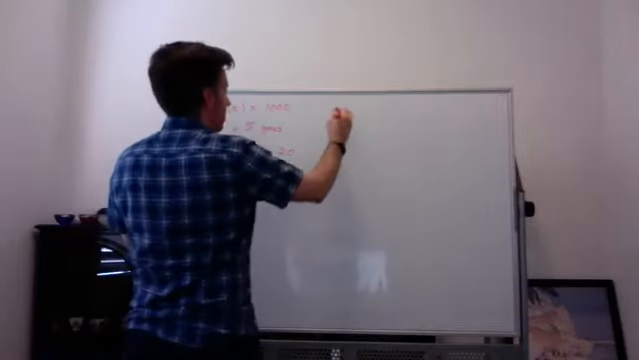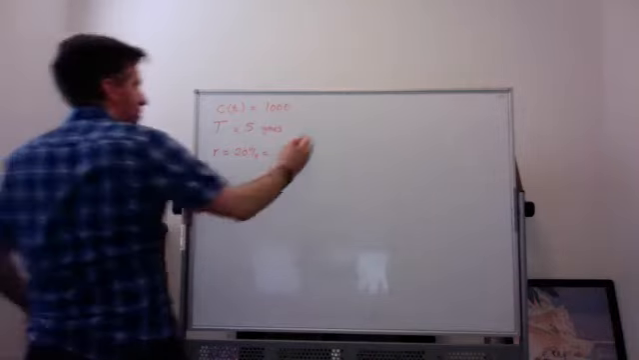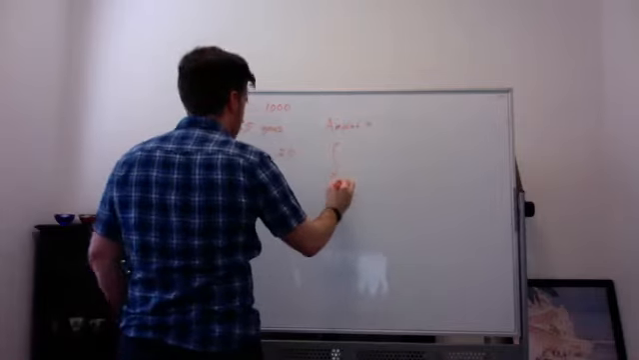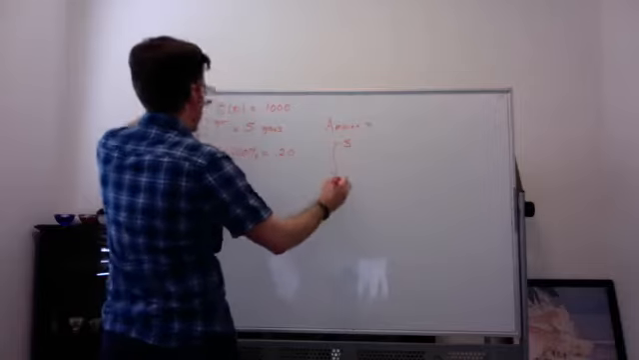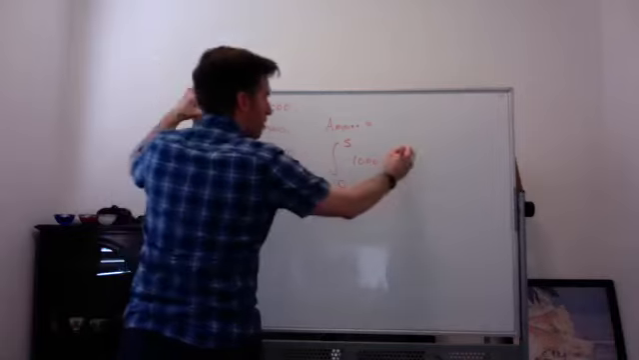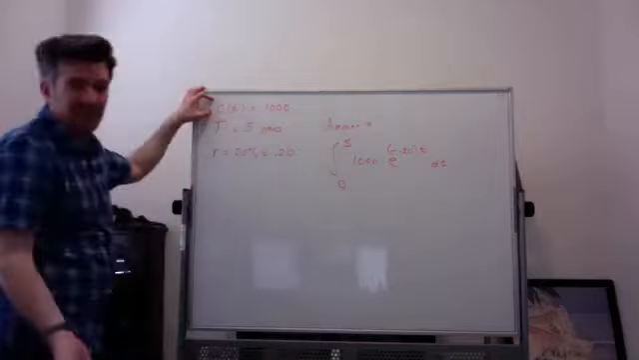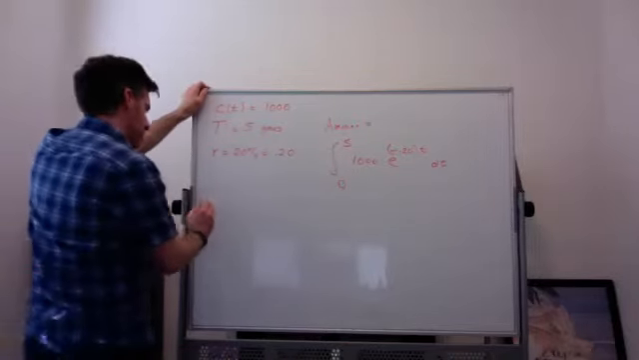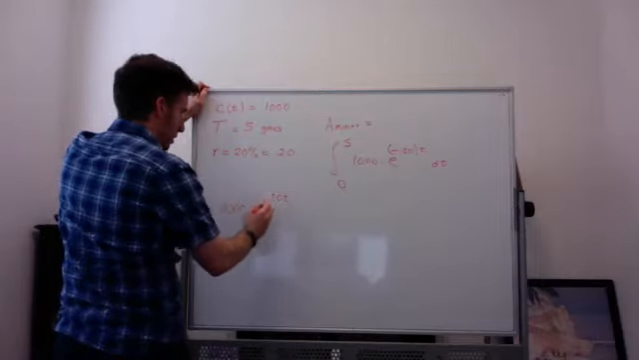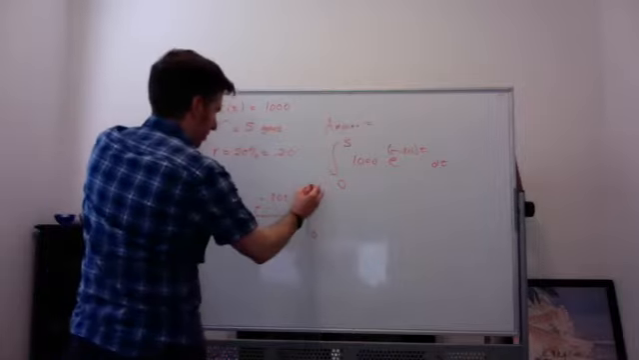So then my annuity amount is going to be, what kind of notation do we use here? Nothing special. The amount is just going to be the integral from 0 to 5 of my C of t times e to the negative r times t. And then it's the same process. We're going to integrate. We're going to get 1,000 times e to the negative 0.20t divided by negative 0.20, evaluated between 0 and 5.